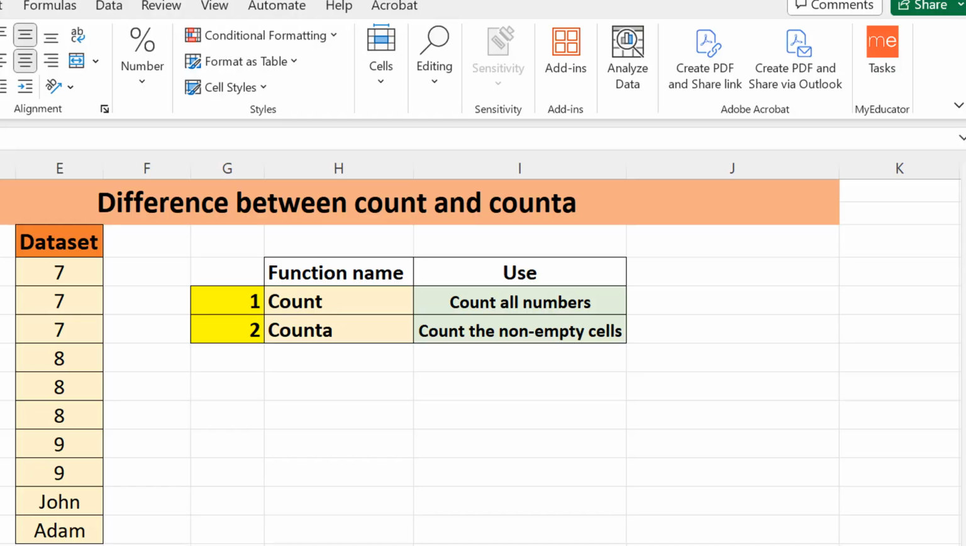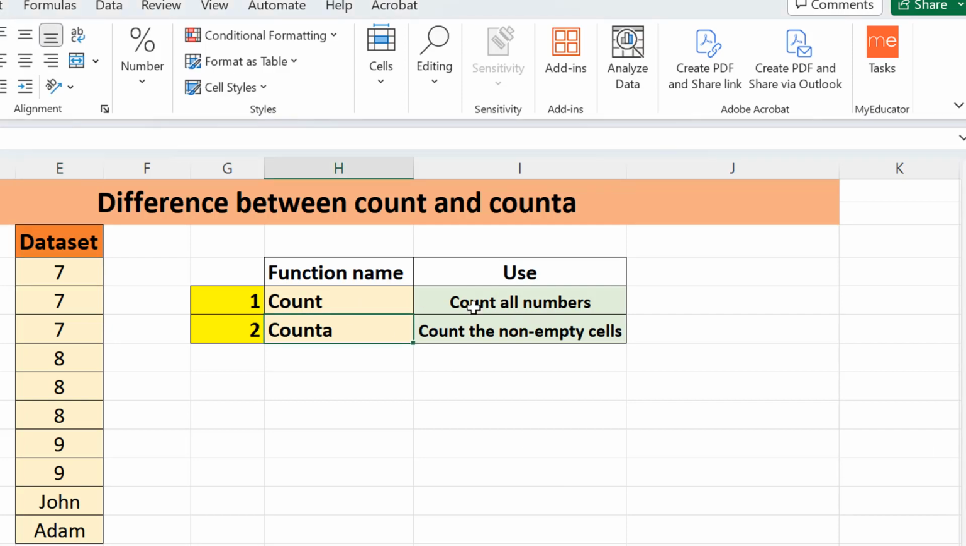Hello everyone. Today we are going to learn the difference between the Microsoft Excel functions of COUNT and COUNTA. So here I have a data set having random values. There are some names and there are some numerical values in the data set. So the two functions that we are going to discuss are COUNT and COUNTA.